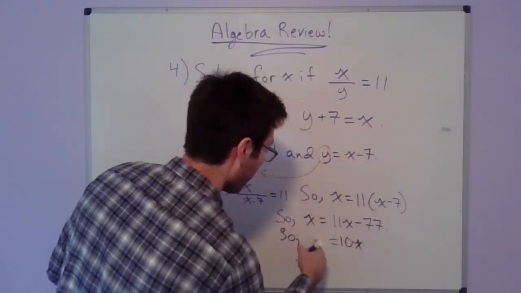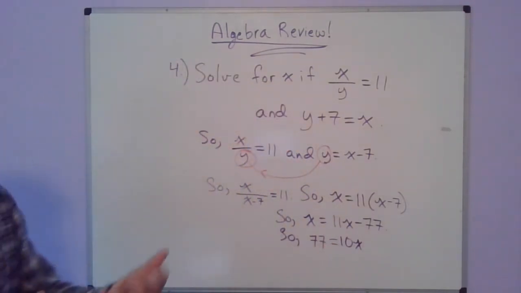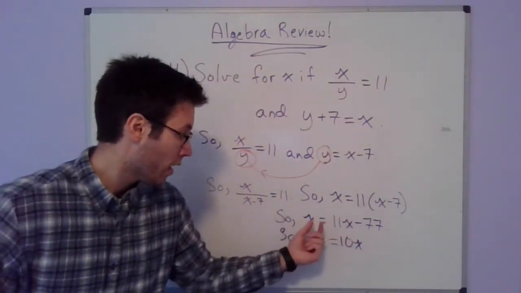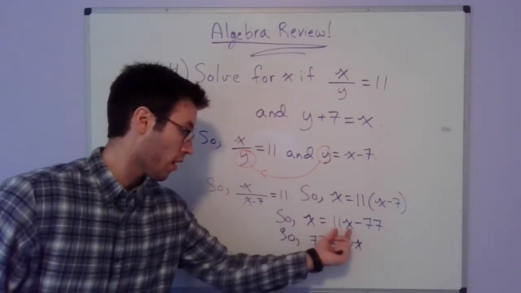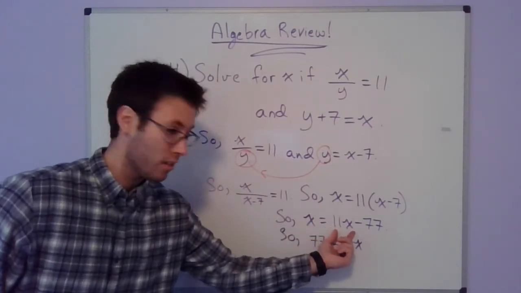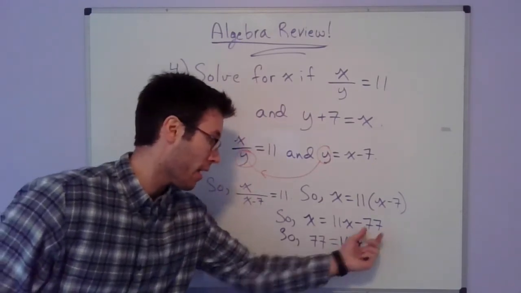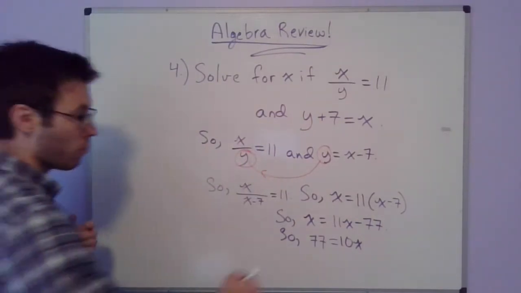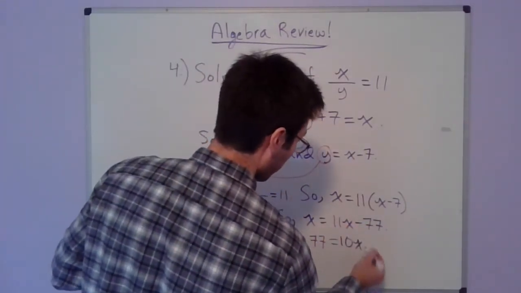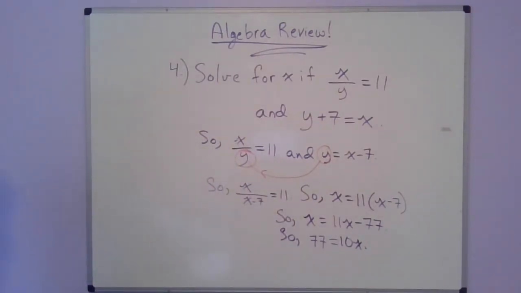And then I move the 77 over to the other side. That flips the sign. It changes the sign. So I'm subtracting x on both sides. So you're going 11x minus x is 10x. And then I'm taking that minus 77 and I'm scooting it over there. Notice I'm not really writing an arrow there. I'm just doing it in my head. I'm doing it over to the other side.